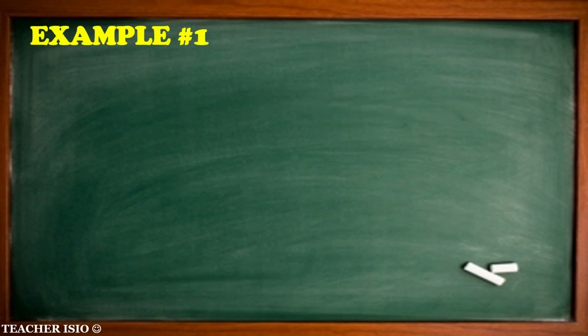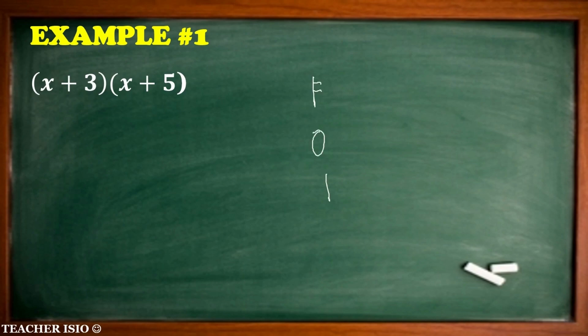So let's have example number 1. So in our example number 1, we have x plus 3 times x plus 5. Again, using FOIL method, we have the first term, outer term, inner term, and last term. So ano ba ang ating first term dyan? Ang ating first term dyan ay itong x and x. Kasi sila ang ating first term.